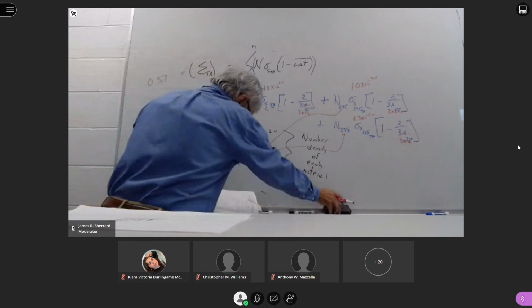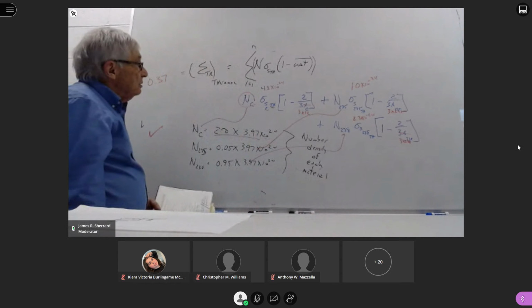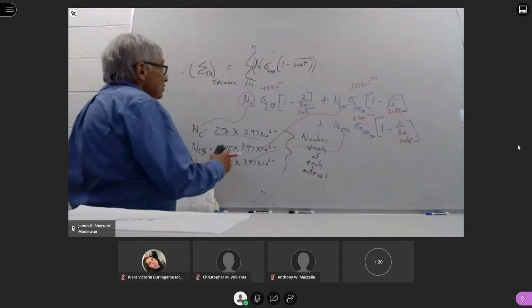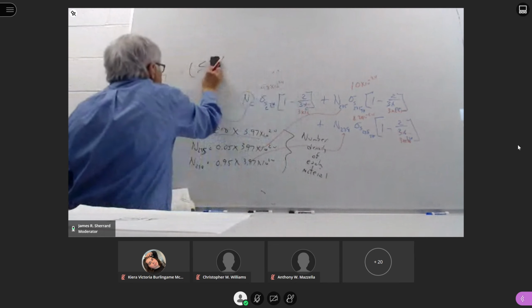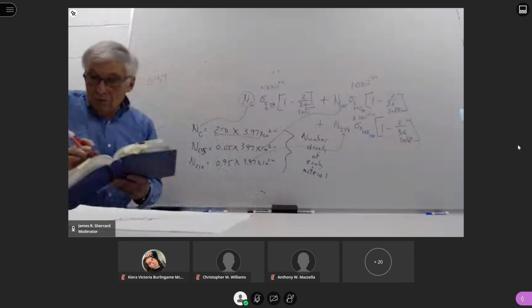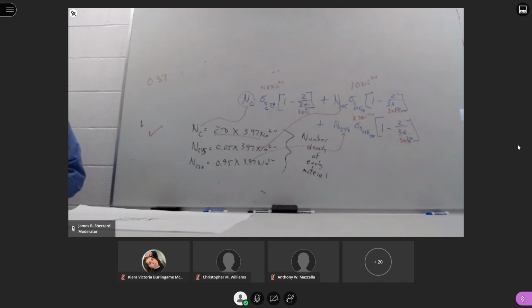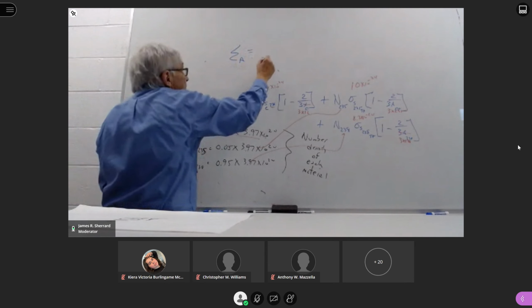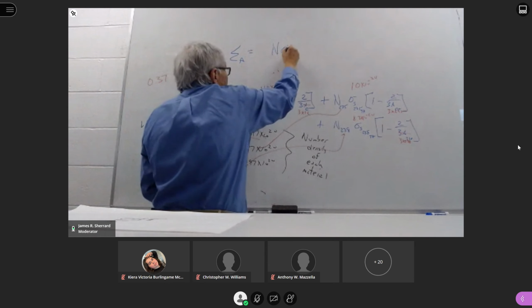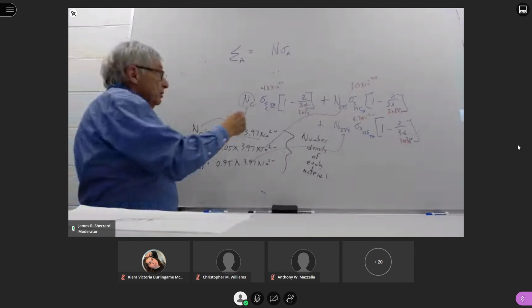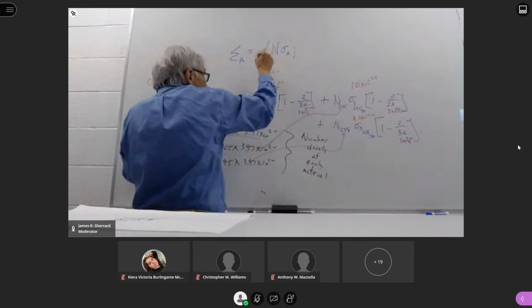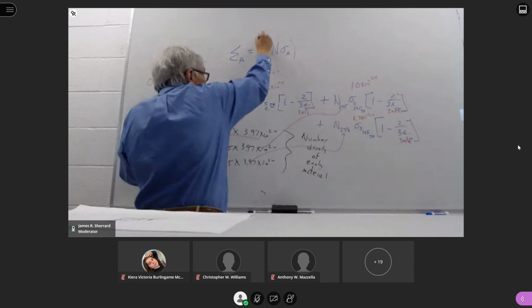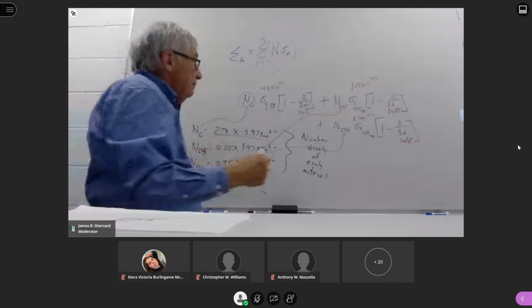Okay. The next thing we're going to do is find the absorption cross-section for our mixture. To do that, we need this for each of our materials. So this is going to be the sum of all of these cavity materials we have. In this case, we have 3.